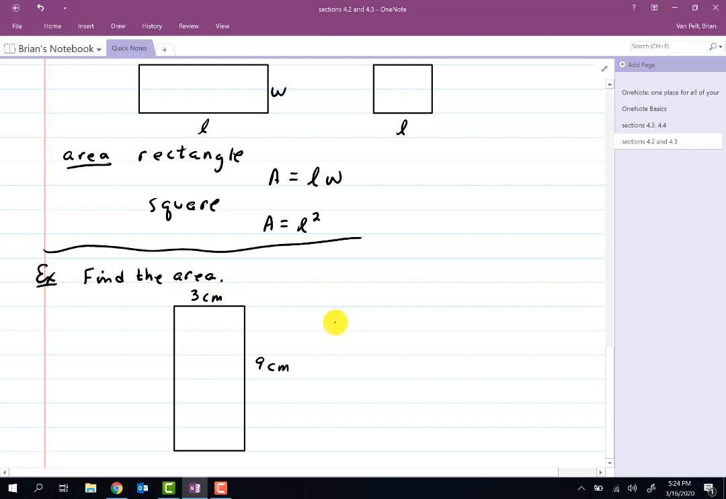Well, when you do the area, you take the length times the width. So I'll take 3 centimeters times 9 centimeters, and 3 times 9 will give you 27, but then you've got cm times cm, so that makes 27 cm squared. So your units will all have that little square on the top of them, because you're literally multiplying a length by a length to get square lengths.